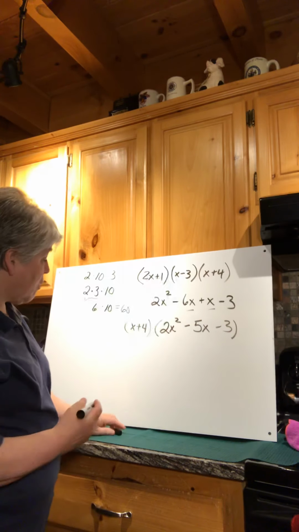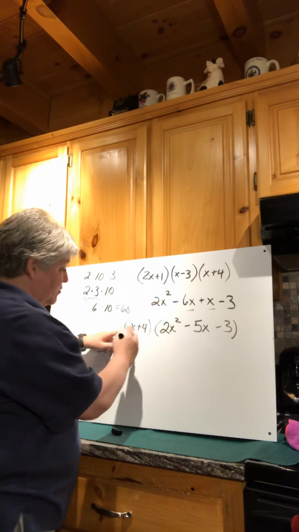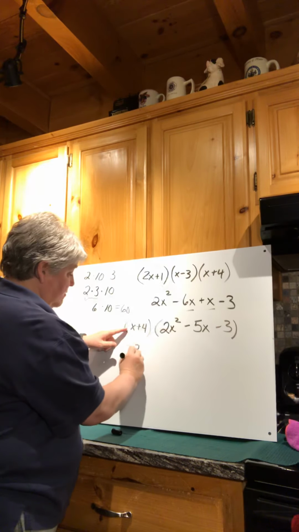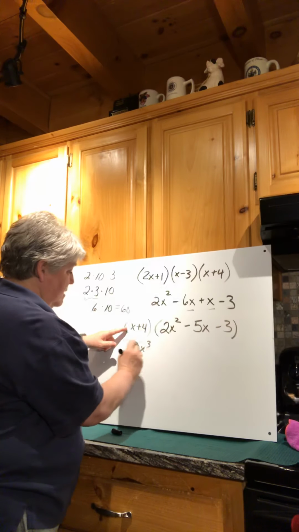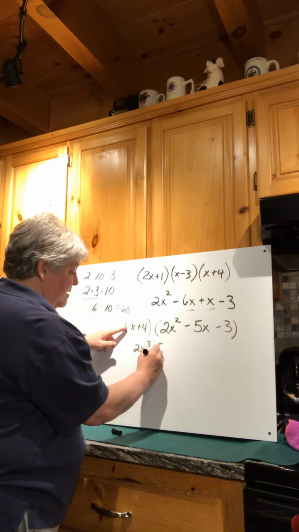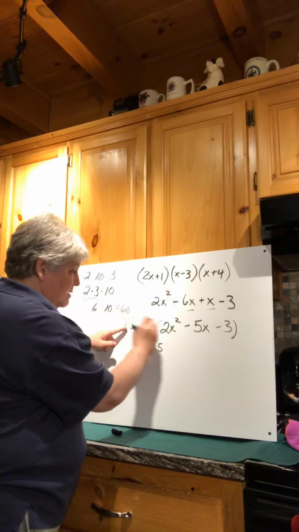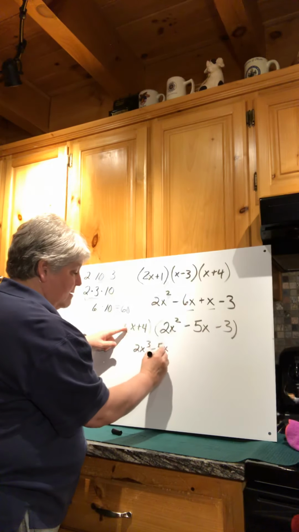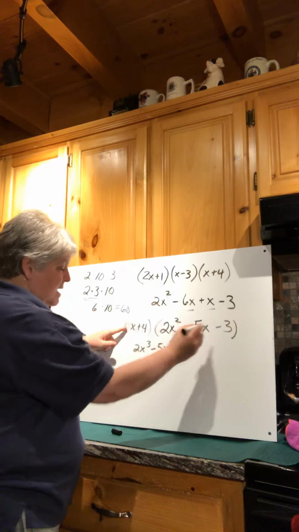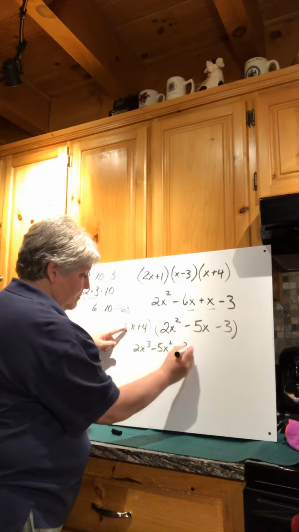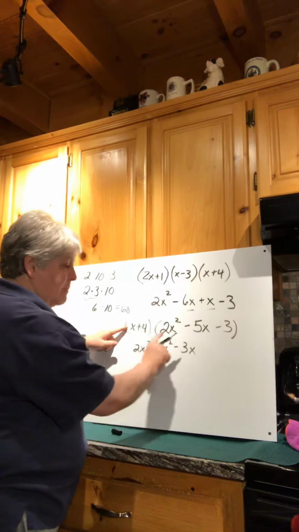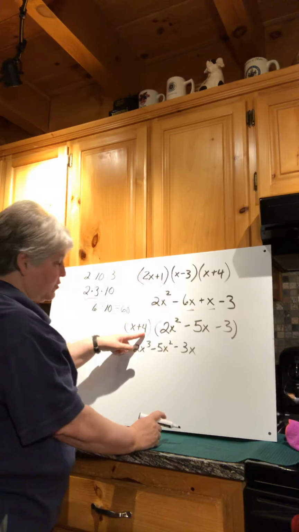So to make sure I don't overlook, I just usually point to the first term and I say x times 2x squared, 2x to the third, x times a negative 5x, negative 5. See, these both have 1's here, so it's x squared, because we add the exponents when we're multiplying. x times a negative 3. And now this has been multiplied by all three of these terms, so it's the 4's turn.